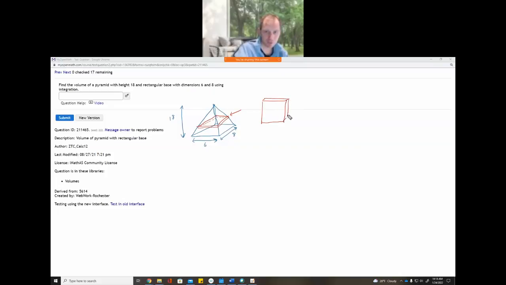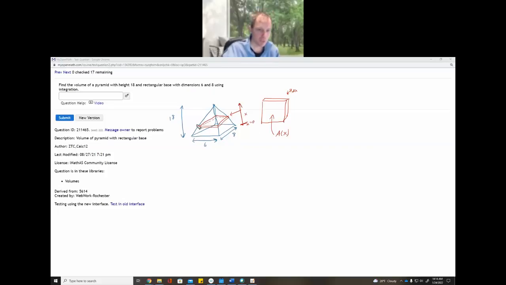Just turning that on its side here. Okay, so then this face has an area, A of x, and it has some thickness to it, which is our dx. That's going to be our differential. In this case, my x-axis is going up, right? We'll think of this bottom part as being x equals 0.